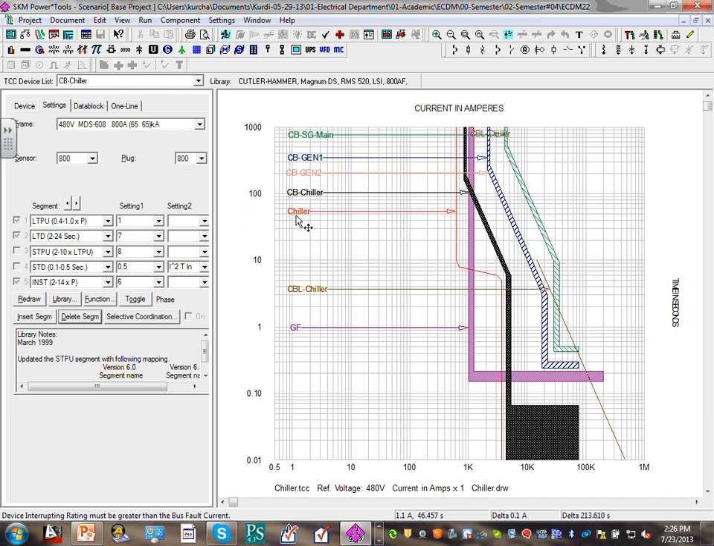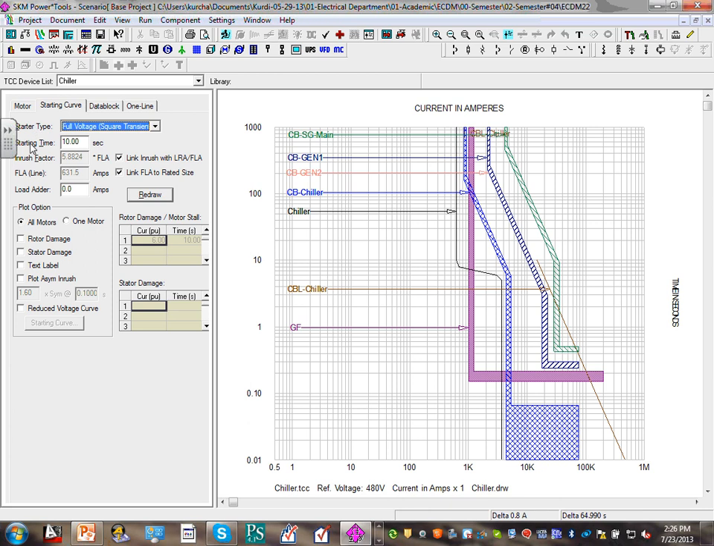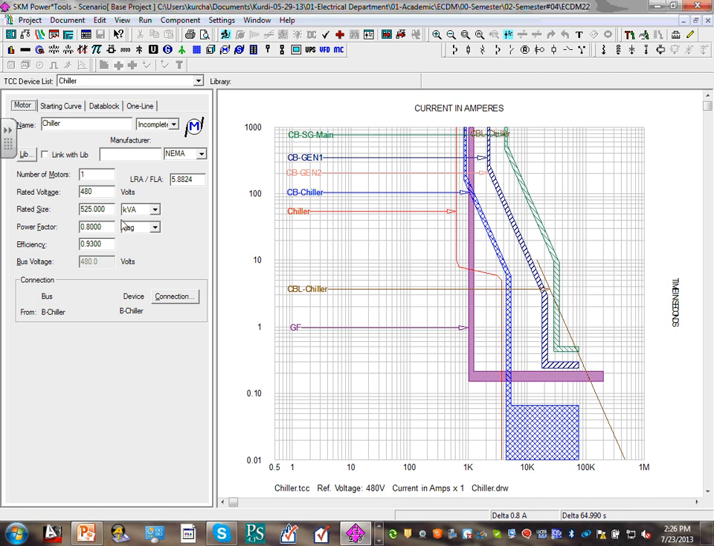For the chiller, guys, here's my starting curve for my chiller. Again, you can talk to the manufacturer based on the start curve, and this is a starting time of 10 seconds assumed. The information about this chiller you can get from the manufacturer unless you have it. So that's my starting curve for my chiller. It's 10 seconds at 6 times, I believe, full load current.